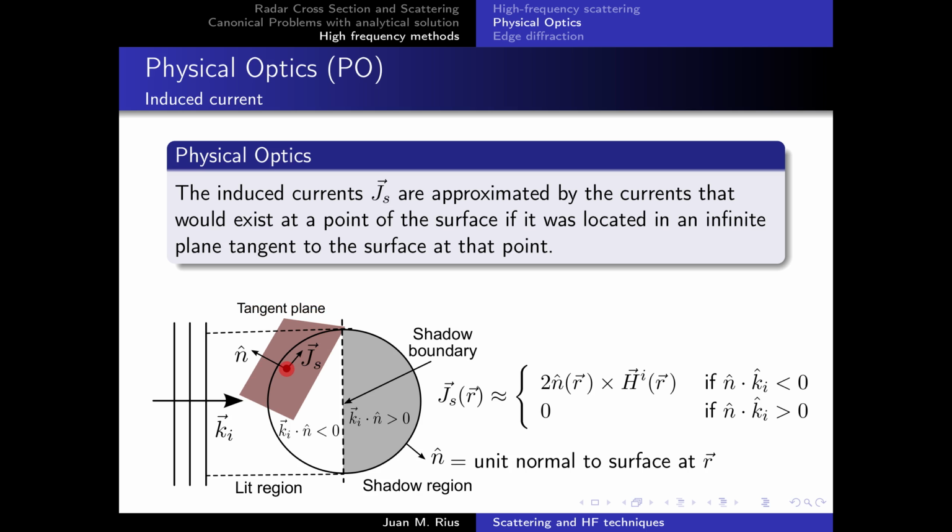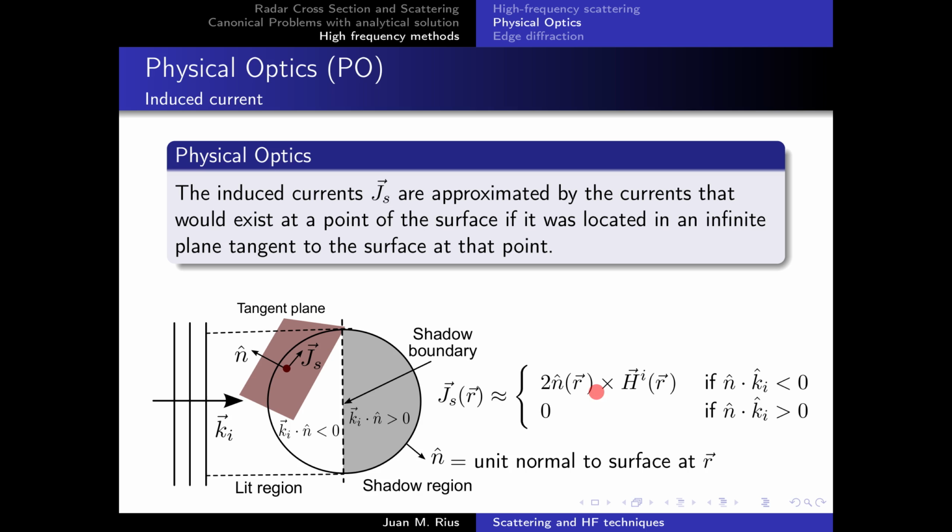For example, if we want to compute the induced current here, we set an infinite plane tangent to the surface at that point, that is in dark red color. Here this is the infinite plane, and we approximate the induced current at our actual curved surface as approximately the same current that would exist in this infinite tangent plane.